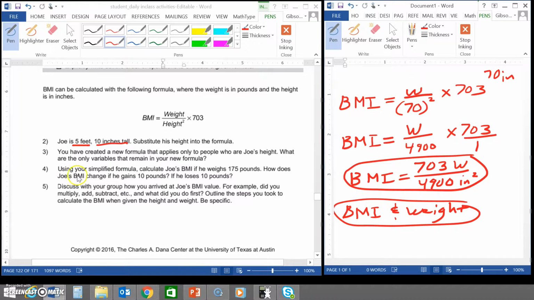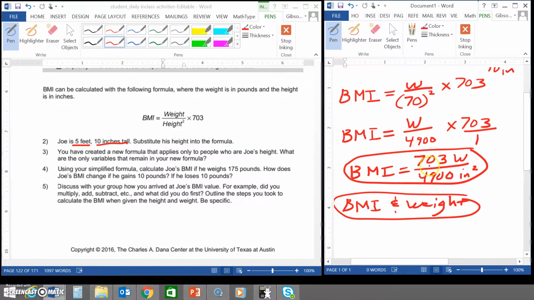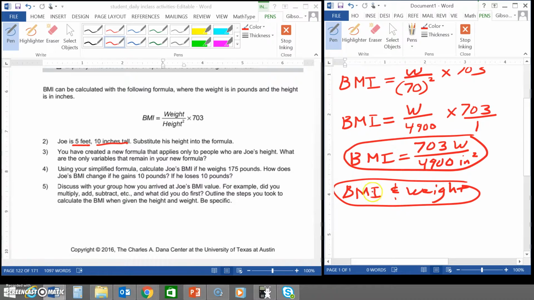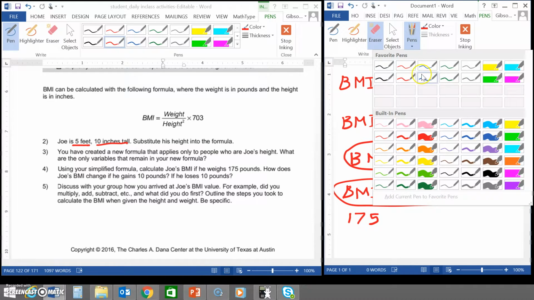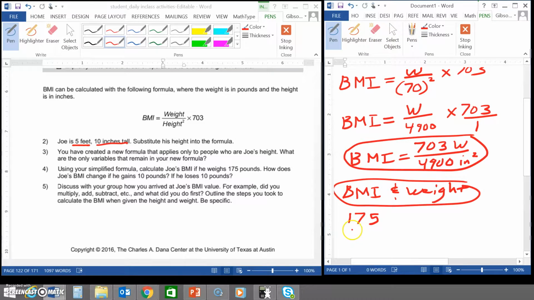Now for number 4, it says using your simplified formula, calculate Joe's BMI if he weighs 175 pounds. How does Joe's BMI change if he gains 10 pounds, if he loses 10 pounds? So, basically, they want us to use this formula here for the following weights. They want us to use 175 pounds. They also want us to do it for 185 and also 165. So I'm writing down all of the weights here.